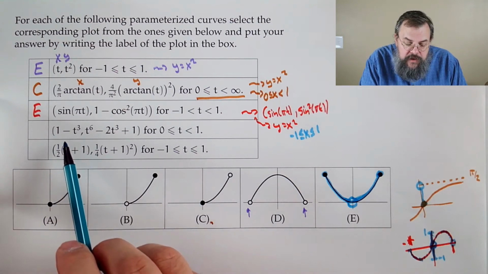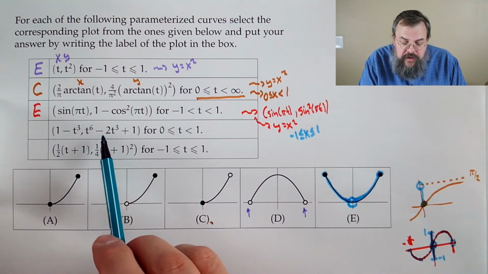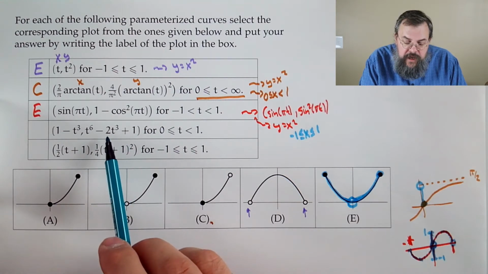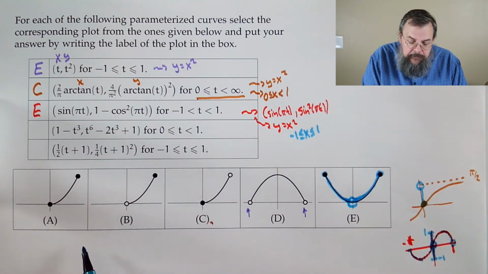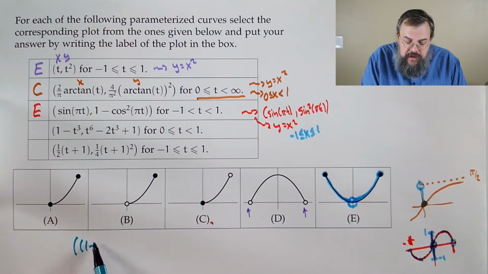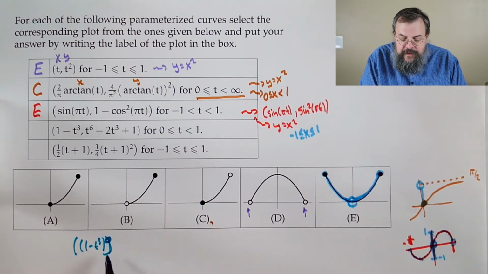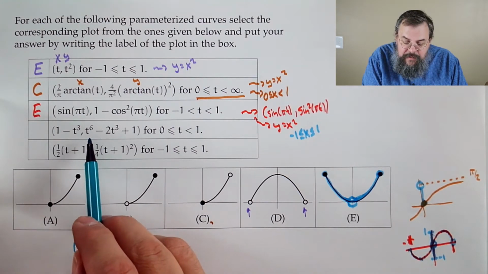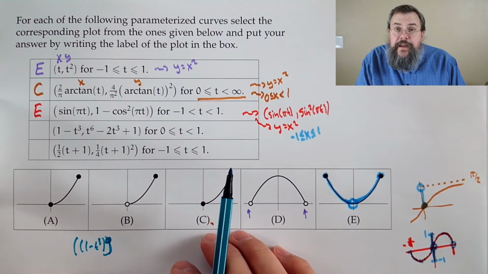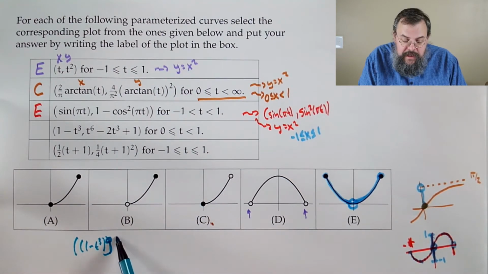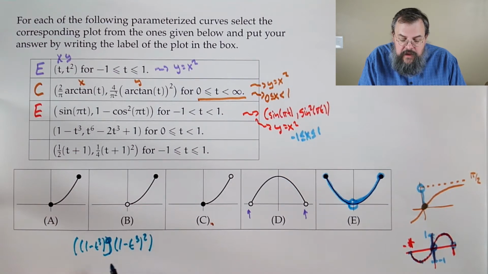Well, 1 minus t cubed, and there's t to the 6th minus 2t cubed plus 1. Well, if you recognize that, you can say, hey, that's really 1 minus t cubed for the x coordinate. Whoops, that's a comma. That's a huge comma. And t to the 6th minus 2t cubed plus 1 looks scary because it's a 6th-degree polynomial. It's the same as 1 minus t cubed squared. So we're back to, again, y equals x squared.